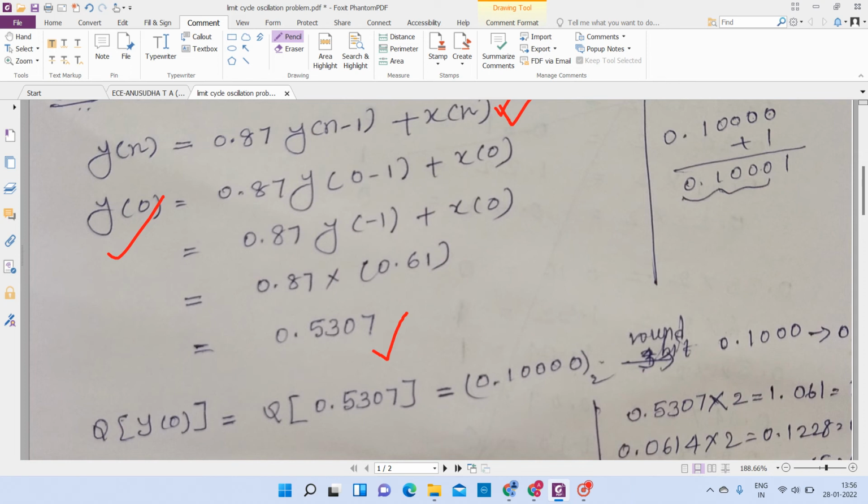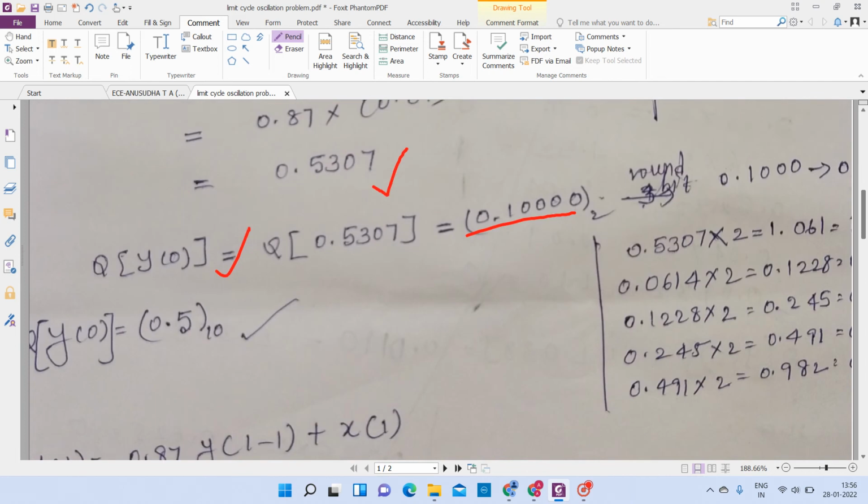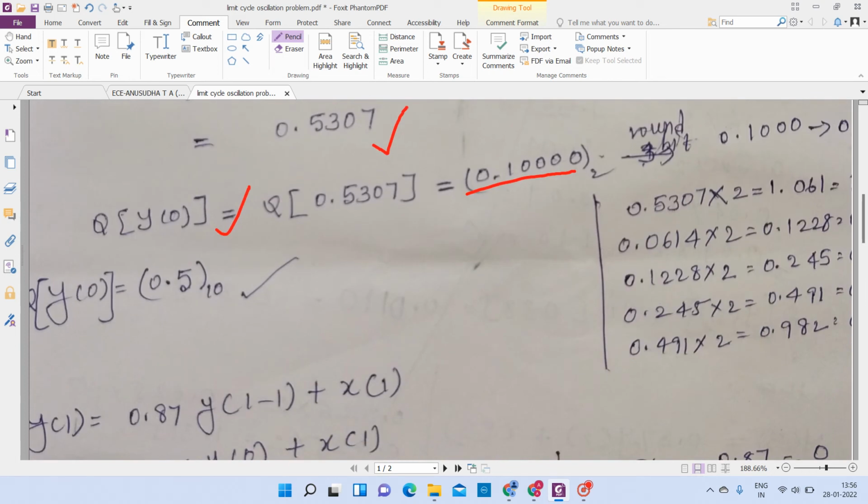Thereafter we do quantization. Here you know the method of quantization. First, for the given value we have to find the binary value. You know very well how to find the binary value for a fractional number. For example, 0.5307: you multiply by 2, you will get 1.067. So the first binary bit is 1. Afterwards you subtract 1, then we will get 0.0614.